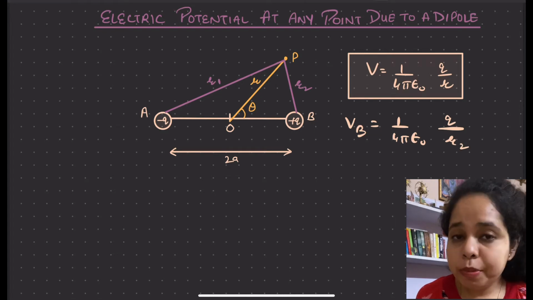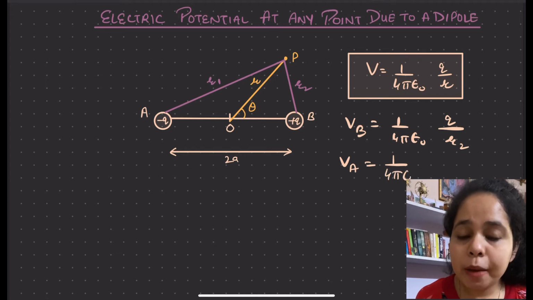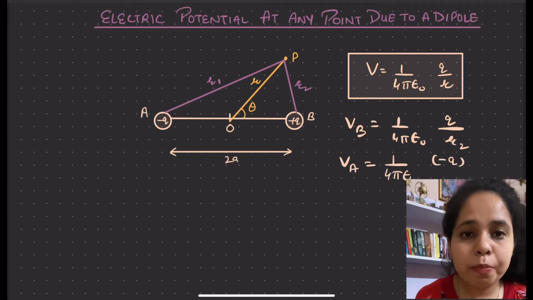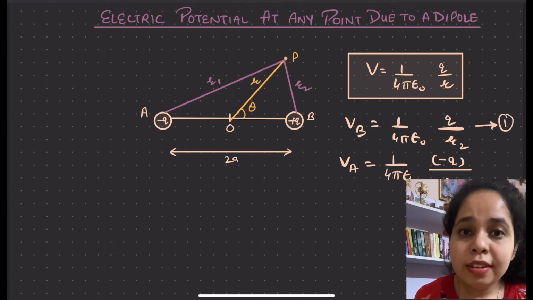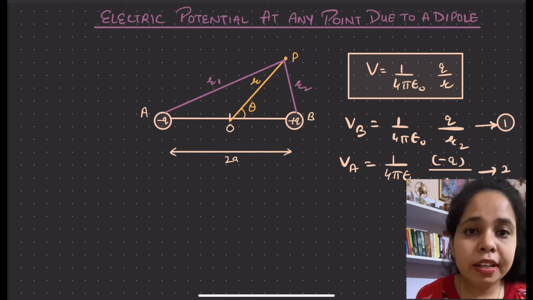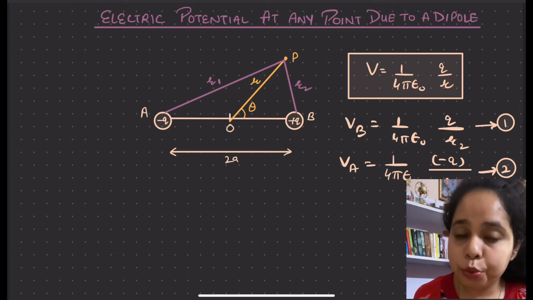And at point P, if we want to find the value of potential due to charge minus q, which is placed at point A, then we can write VA is equal to 1 upon 4 pi epsilon naught minus q upon r1. So let us mark these two equations as equation number 1 and equation number 2, such that VB is representing equation number 1 and VA is representing equation number 2.